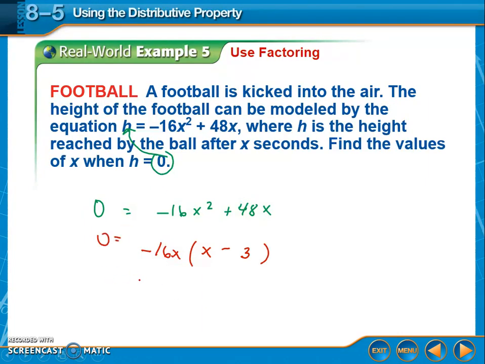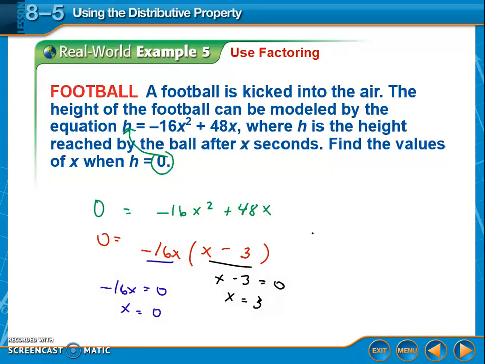So solving this, we're multiplying two things together and we get 0. So one or both of those parts have to be equal to 0. So let negative 16x equal 0. Solving that for x, we get x equals 0. And then if x minus 3 equals 0, solving that one, x is going to be 3. So either x is 0 or x is 3.